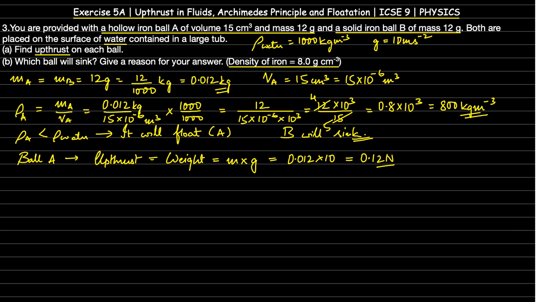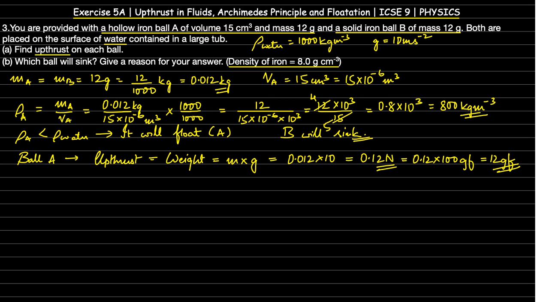So we get it as 0.12 newtons. We got it in newtons, so this is definitely correct. The textbook answer is given in gram force. When we are converting newton to gram force, we multiply by 100. Do remember this. So that would give us 12 gram force. So 12 gram force is the upthrust on ball A.